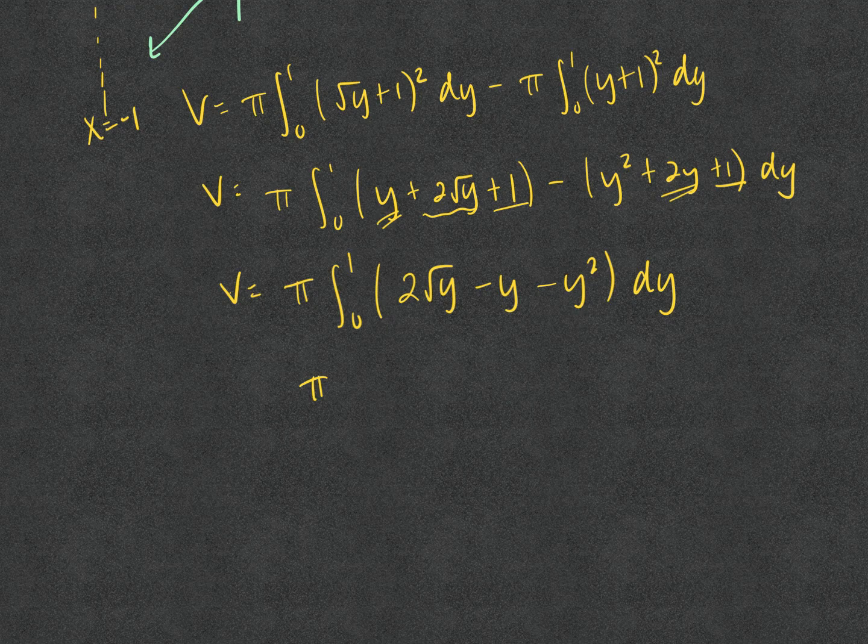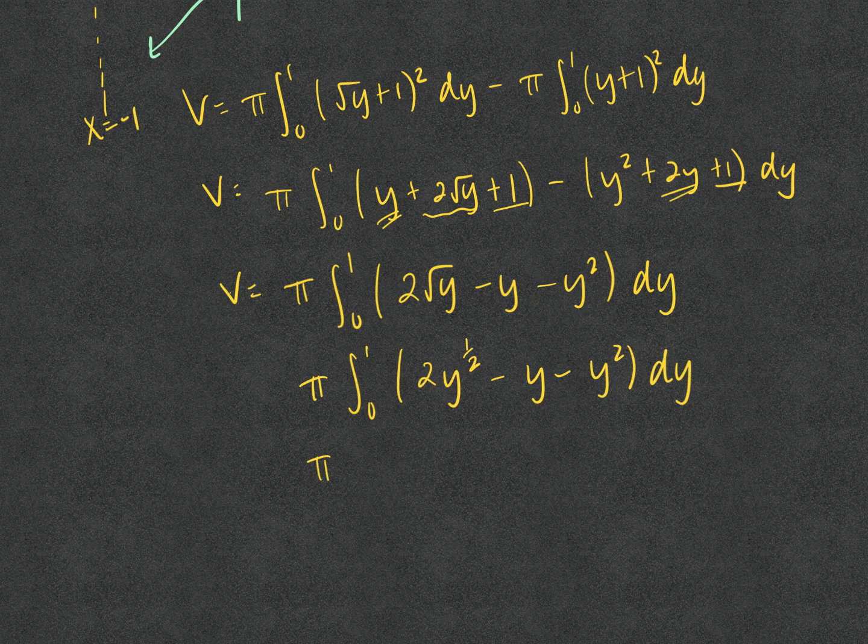So we get pi. Before I integrate, I would like to write this one more time, just in case. So this is 2y to the 1/2 minus y squared dy. You can't integrate the square root. It doesn't work. So when I integrate y to the 1/2, I get y to the 3/2. Flip that to be 2/3 times 2 is 4/3 minus 1/2 y squared minus 1/3 y to the third from 0 to 1. So then we have pi.